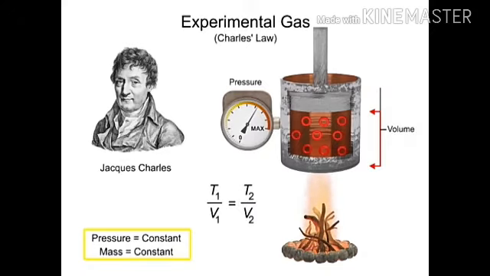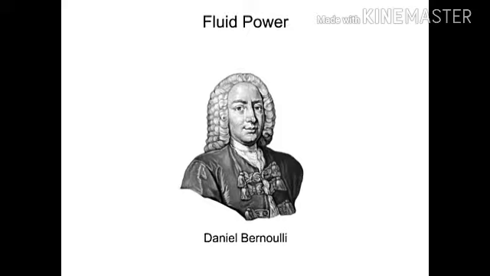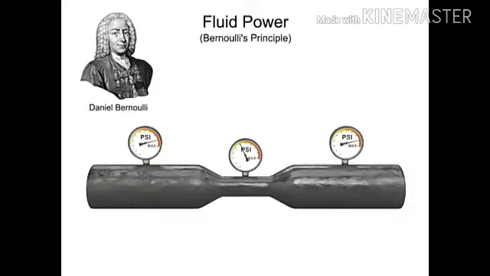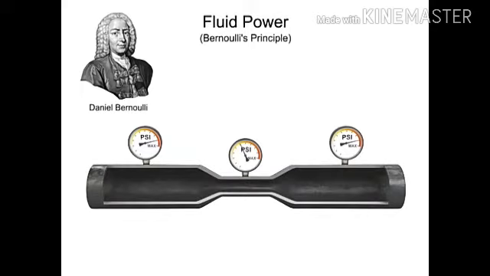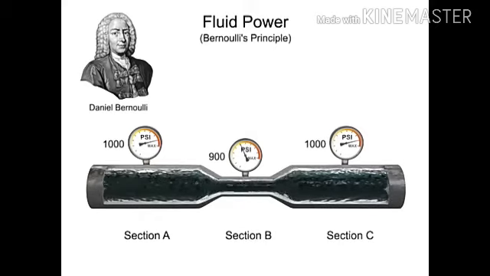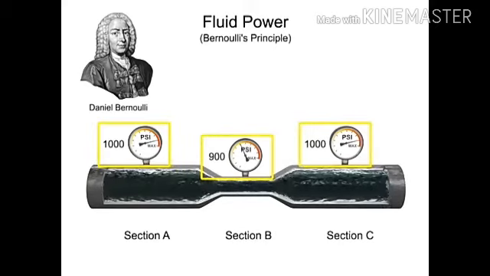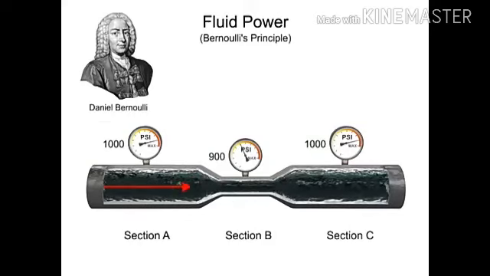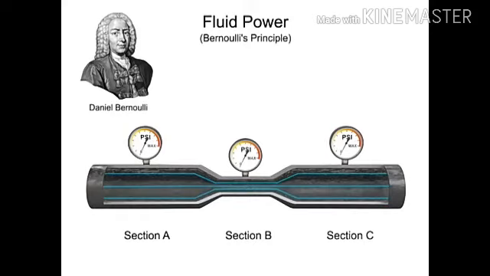In the mid-1700s, Daniel Bernoulli discovered another very powerful rule in the field of fluid mechanics, known as Bernoulli's principle. This rule is related to the theory of conservation of energy, which states that energy can neither be created nor destroyed. In this fluid system, pressure is potential energy and fluid flow is kinetic energy. Bernoulli's principle states that an increase in the speed of an incompressible fluid occurs simultaneously with a decrease in pressure.